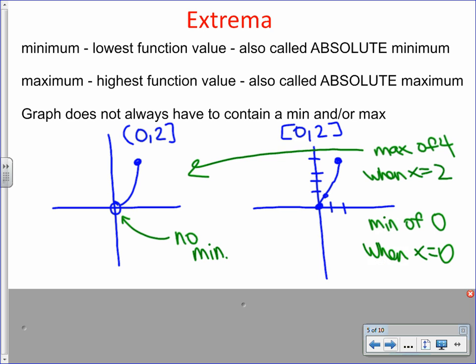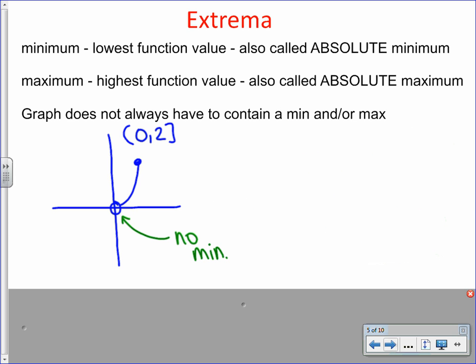Okay. One more time. Let's look at the open interval of 0 to 2. Here we have a graph that has no minimum and no maximum. Okay, we cannot identify a very highest point and a very lowest point on our graph.